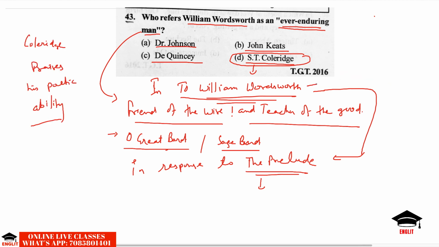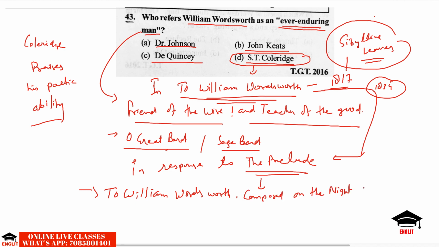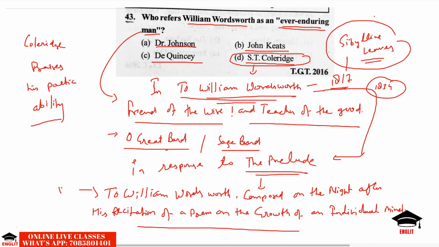It was first published in 1817, when it was titled Sibylline Leaves. However, it was later renamed To William Wordsworth in 1834. The full title of the poem is To William Wordsworth, composed on the night after his recitation of a poem on the growth of an individual mind. So this title was given in 1834. When it was first published in 1817, the title was Sibylline Leaves.